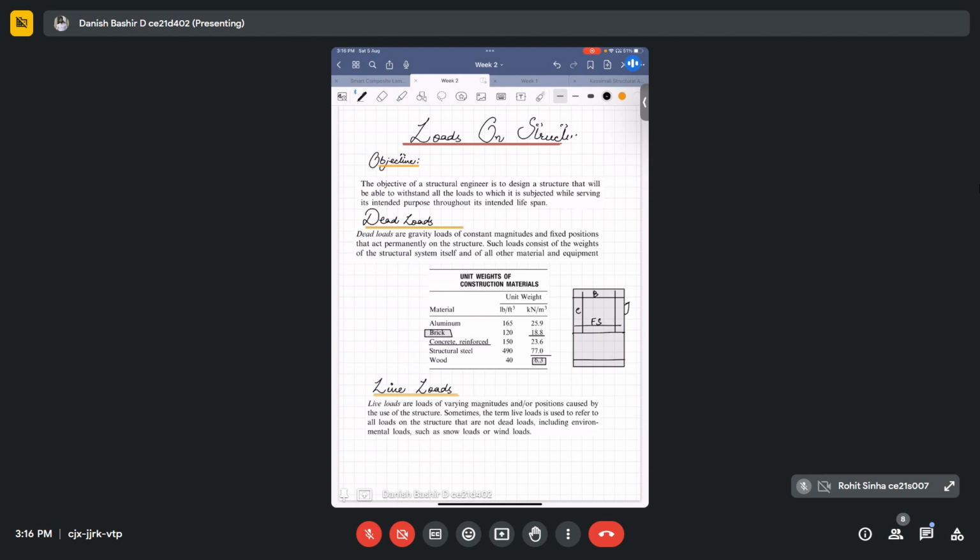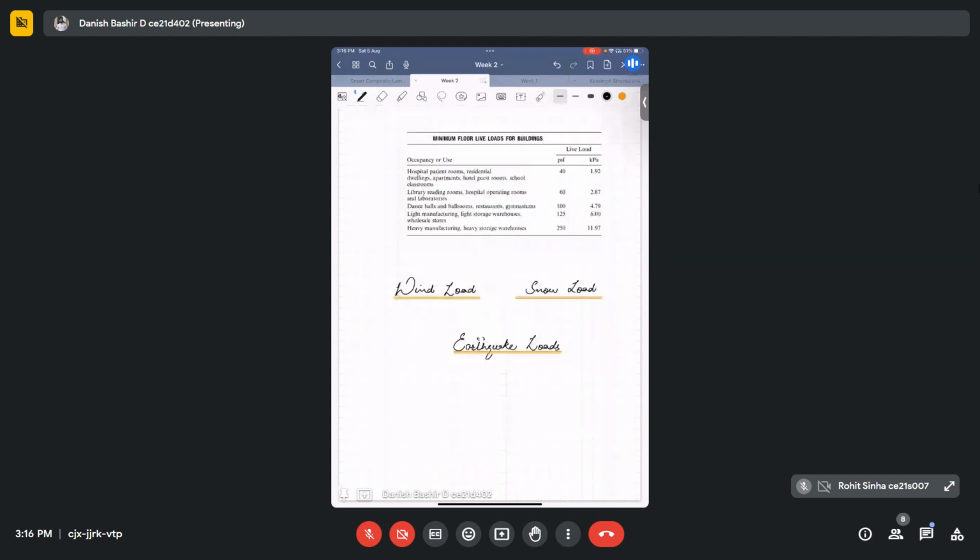There are other loads which come into live loads, but there is a further category known as environmental loads, such as wind load or snow load. These are live loads, but they are categorized into another category, environmental loads, because it is because of the environmental effects around a structure that these loads get imparted on our structure, like wind load, snow load, and earthquake load. So that was the basic thing about the loads.